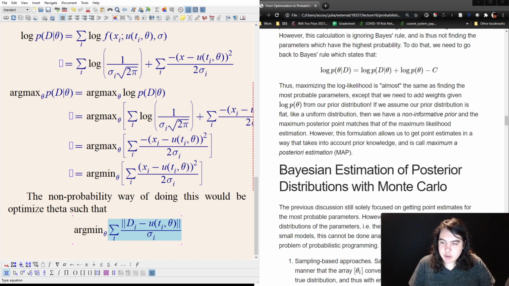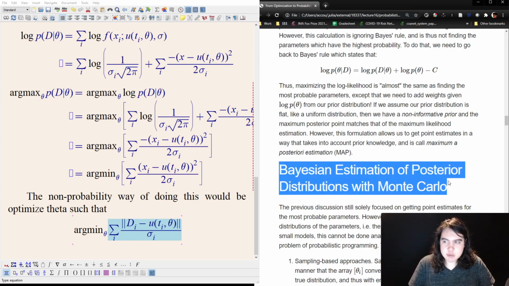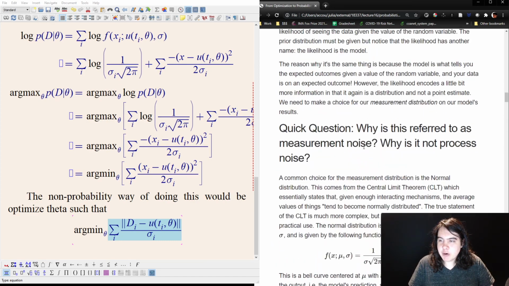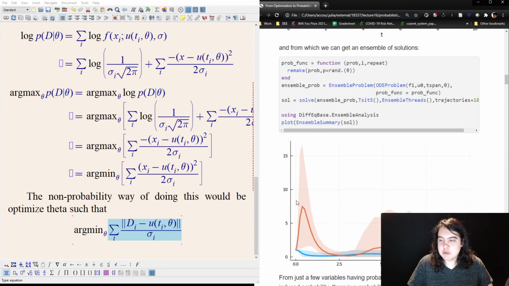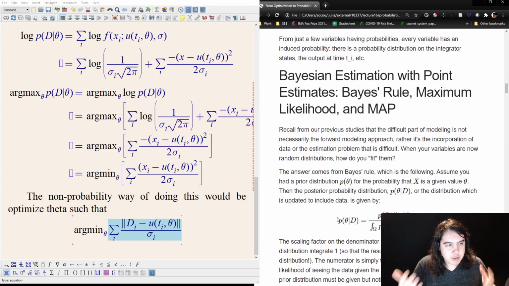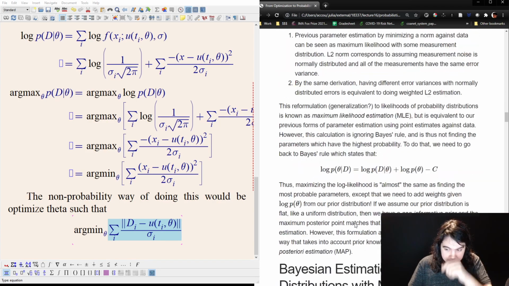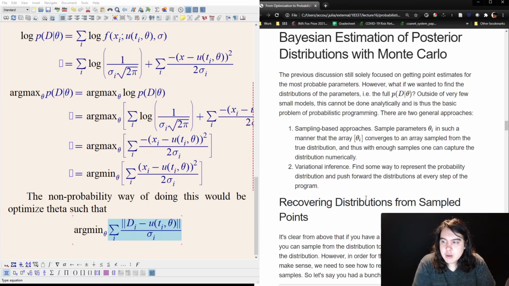So let's say we want to do a Bayesian estimation of the posterior distribution. We want to numerically find out what this distribution is, not just the highest probability point in the distribution, but the entire distribution itself. Because in the end we want to be able to do simulations which have the uncertainty associated with them. So we don't want to just find the most probable value, we want to find the probability of all values.